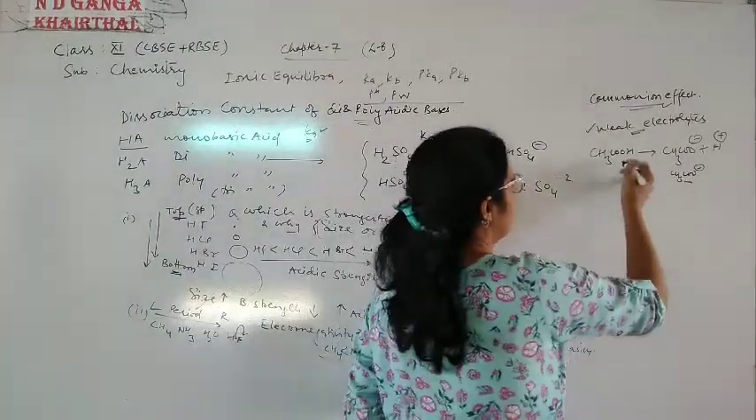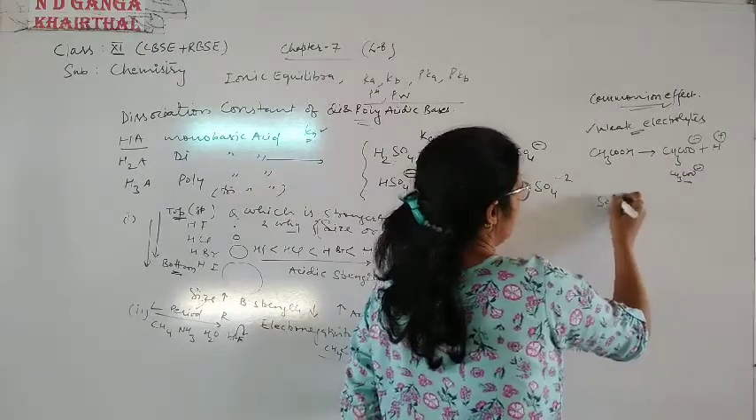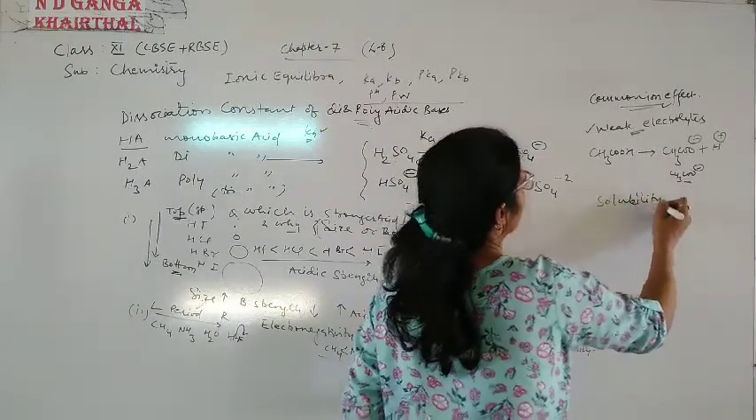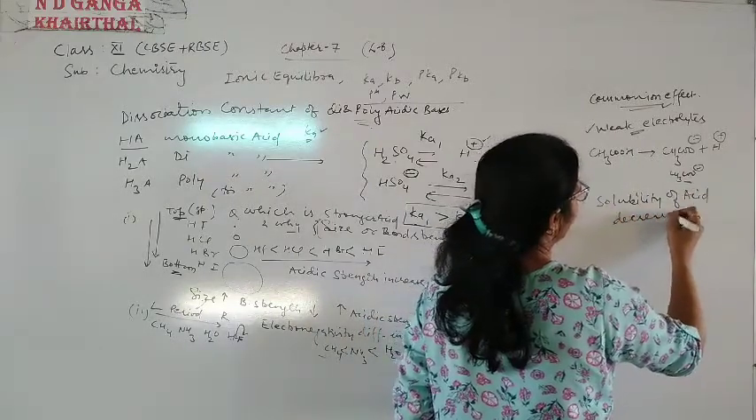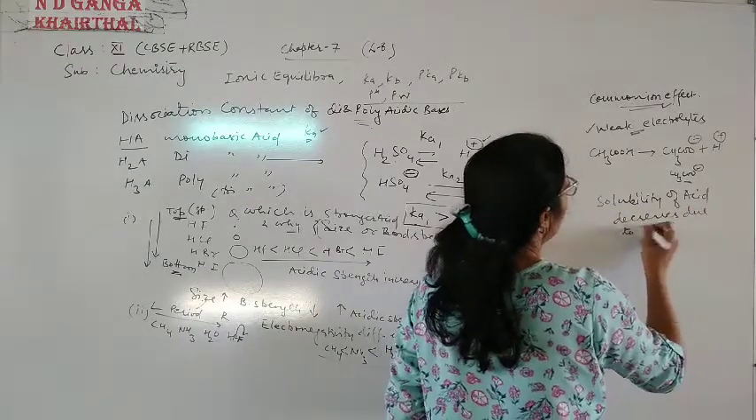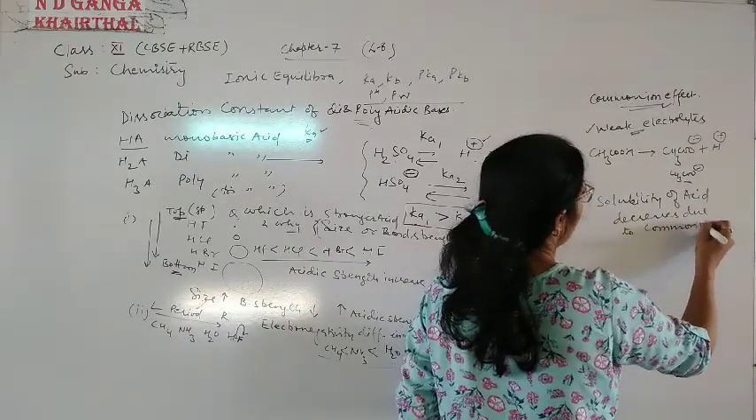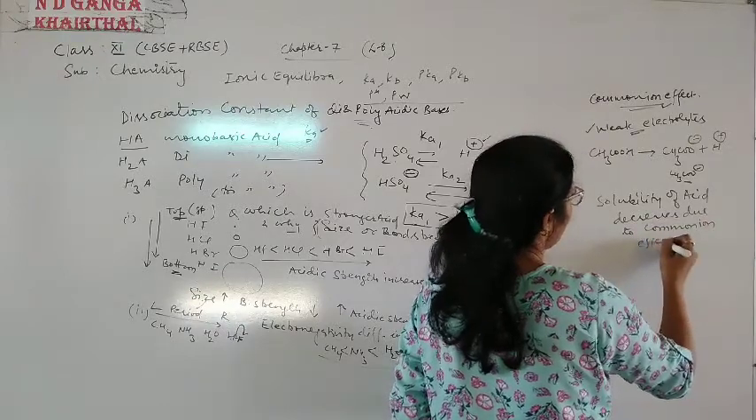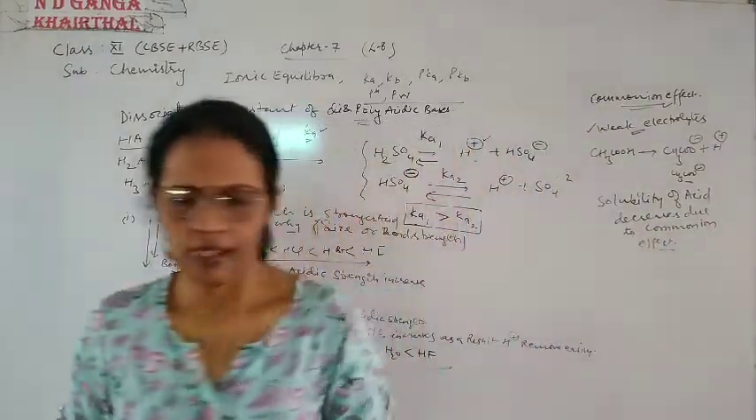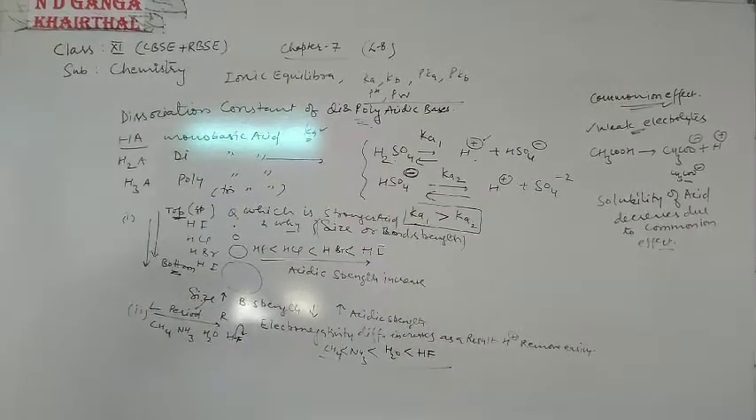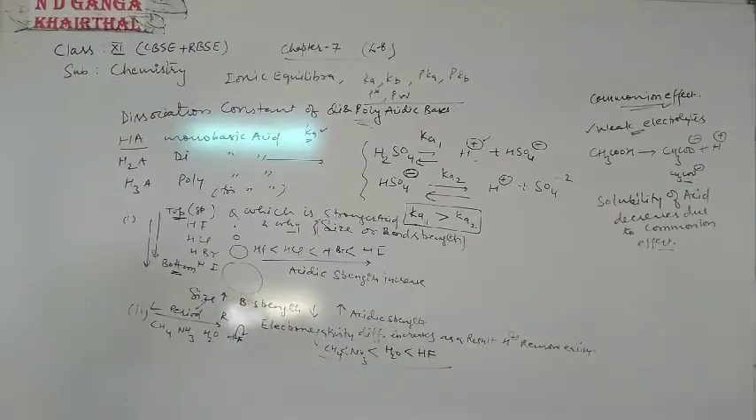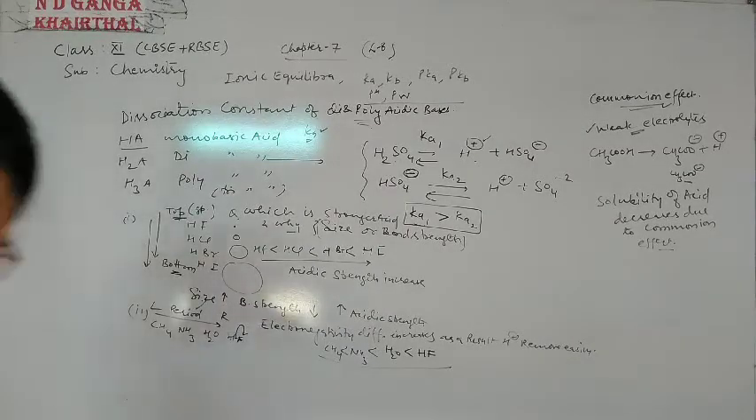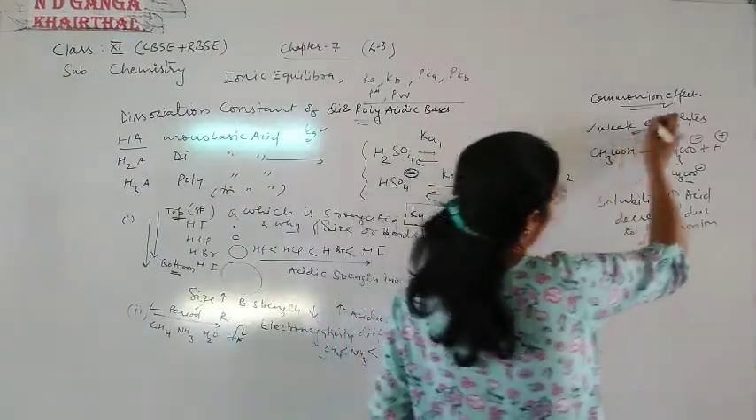we find that the solubility of acid decreases due to common ion effect. It is a very, very important effect which is applicable in the numericals. Okay? So what is common ion effect?